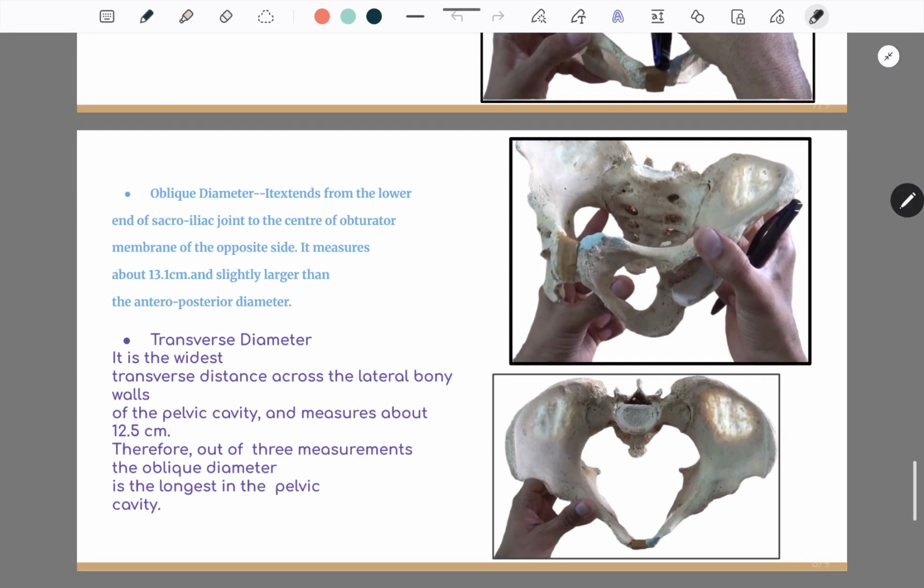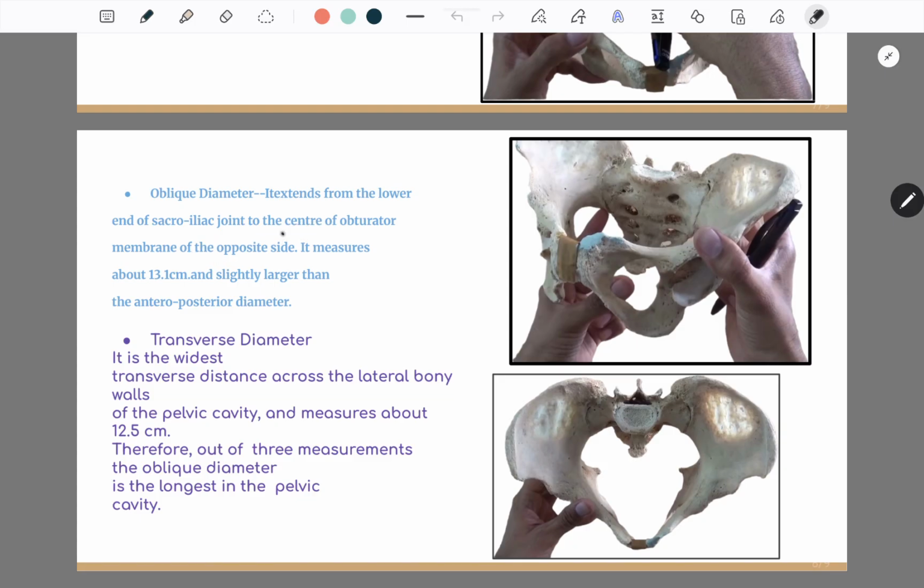Coming to the oblique diameter. The oblique diameter extends from the lower end of the sacroiliac joint. What is this? Sacrum. What is this? Ilium. In between them, the joint. This full is the joint, but they are saying the lower end. The lower end of the sacroiliac joint.